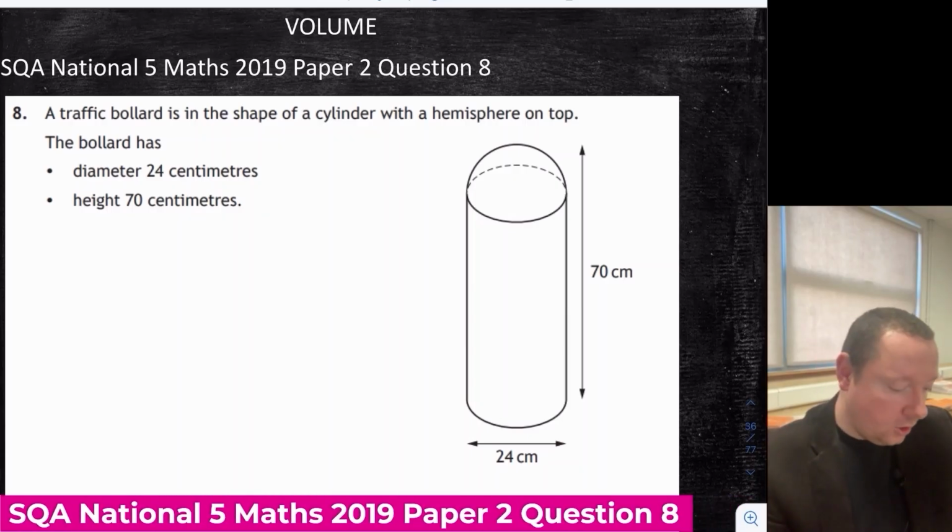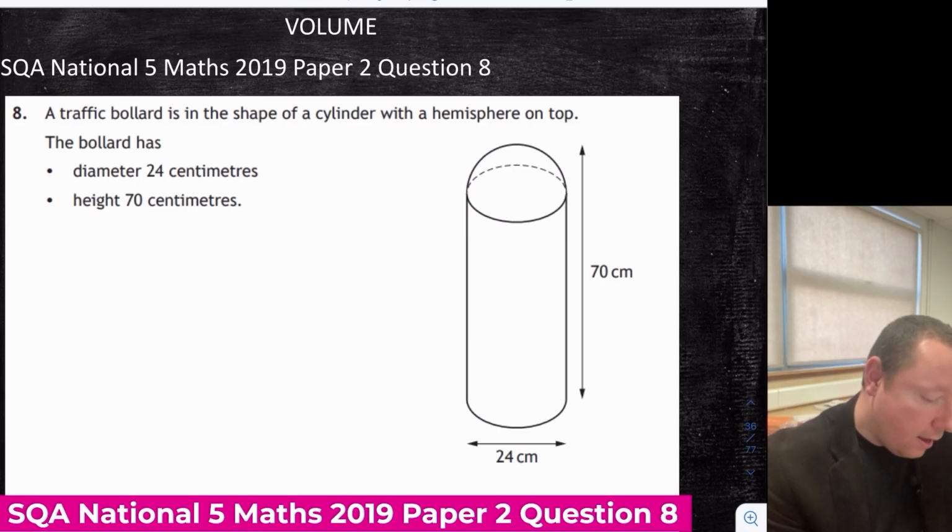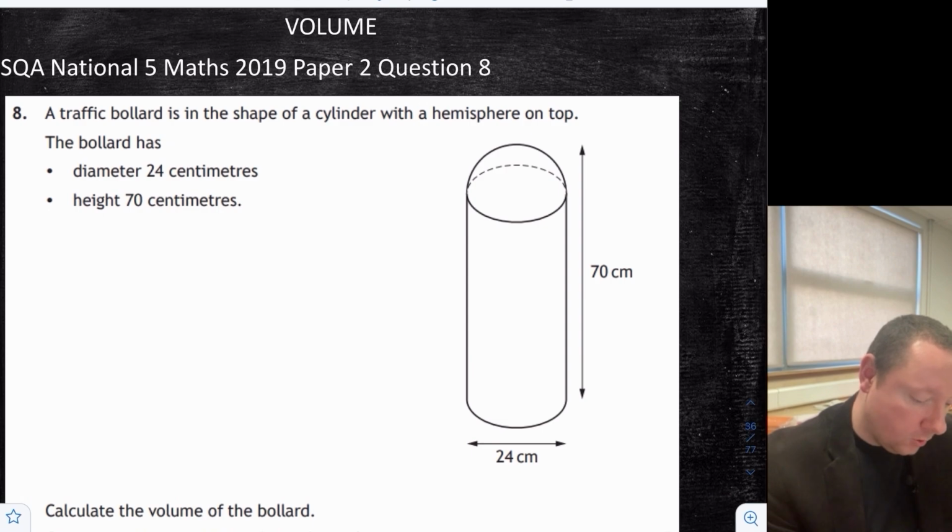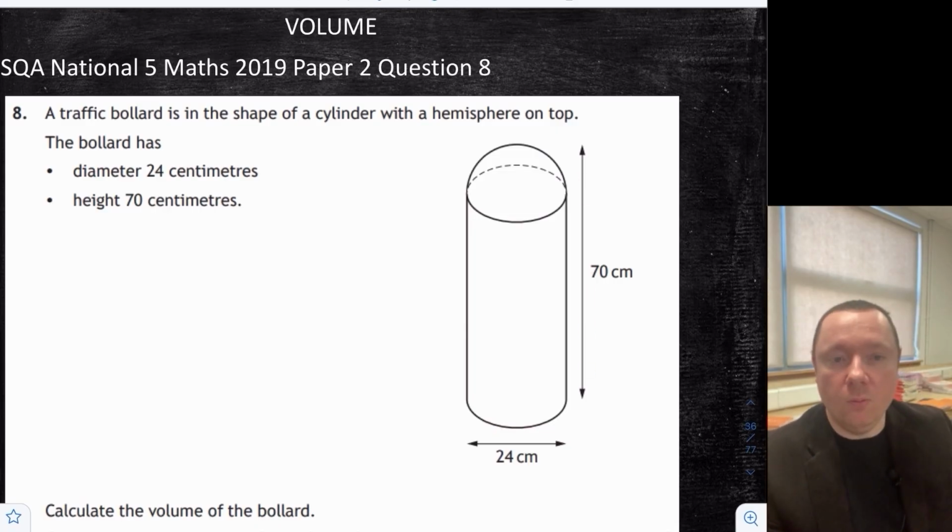A volume question, SQA National 5 Maths 2019 Paper 2 Question 8 had this one. A traffic bollard is in the shape of a cylinder with a hemisphere on top. So it's an adding one, cylinder plus hemisphere. The bollard has a diameter of 24 and a height of 70. Calculate the volume of the bollard.